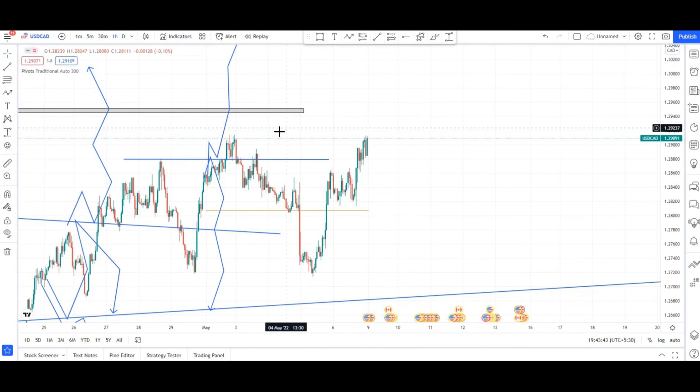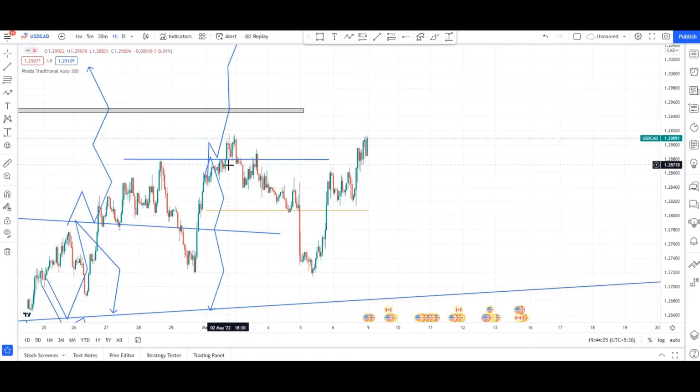What we have discussed is that if it breaks and takes support, then it may go upside with momentum. Frankly, I bought this somewhere here, in this bullish candle, and I have kept my SL somewhere at the midpoint of this green candle.